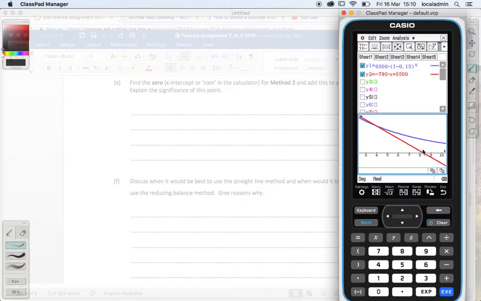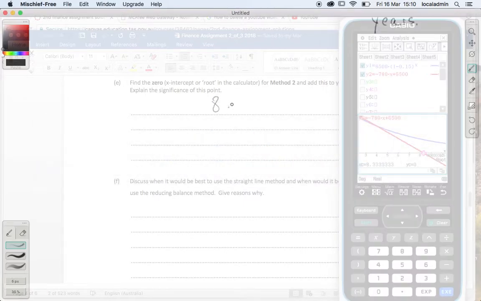So make sure that you actually do see that intercept there, the intersection between the straight line depreciation and the x-axis, and then you do that again, G-Solve root. It's asking again, now we want the other one, and then we say execute, and there it is. It tells us 8.33 years.